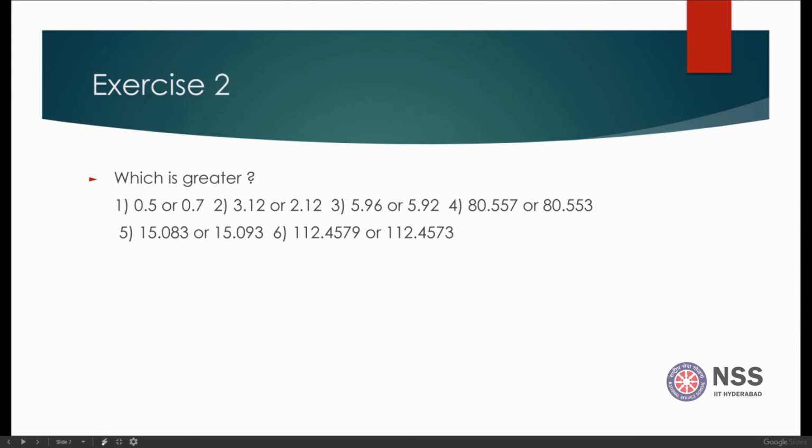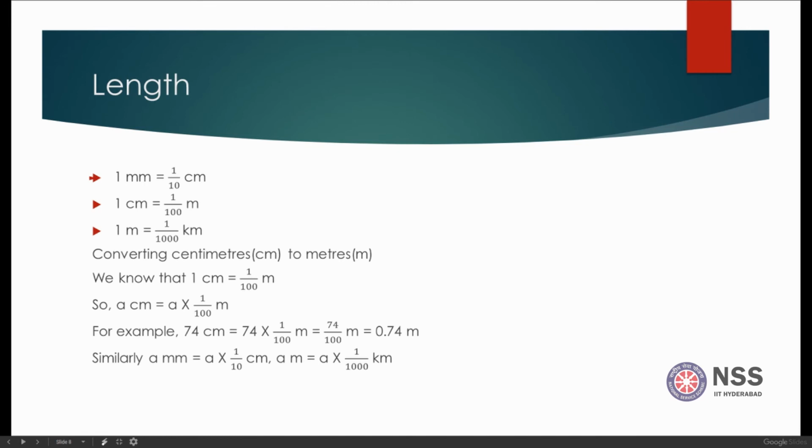When it comes to the ones place, 3 is greater than 2. So there is no point of checking others when the first place is already greater. So clearly we can say that 3.12 is greater than 2.12. Okay, I hope you understood how to compare two decimals and what decimals are. Now let us see some practical usage of where and why decimals are very important.